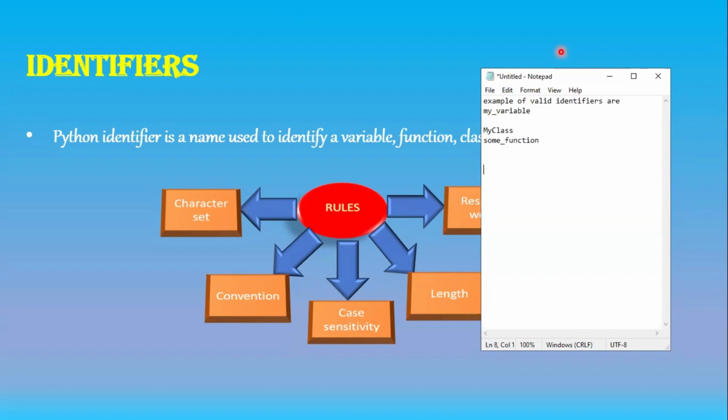Now let's consider some examples of invalid identifiers. 1variable: as we discussed, an identifier should not start with a digit. As it starts with a digit here, it is an invalid identifier. As we discussed earlier, a keyword must not be used as an identifier. For is a keyword, so it should not be used as an identifier and is considered invalid. Hope this is clear for you guys.